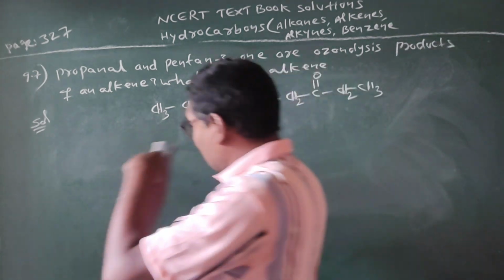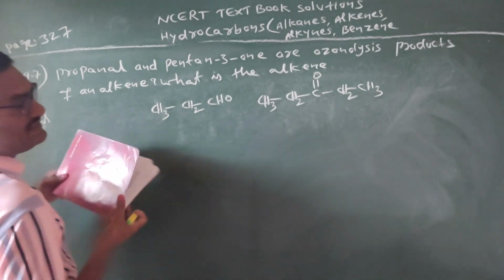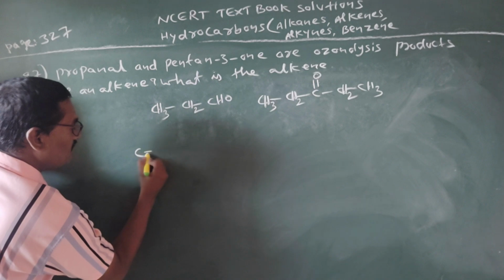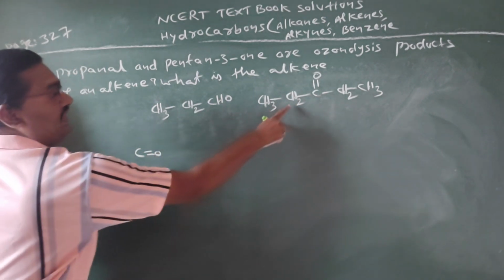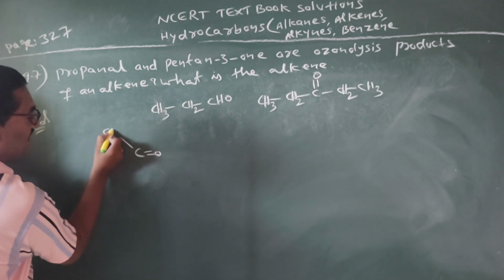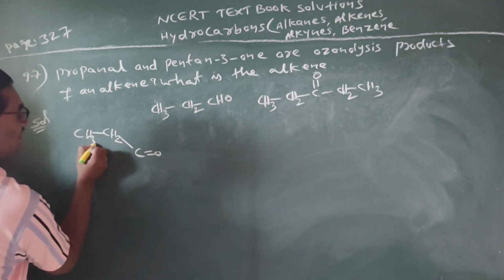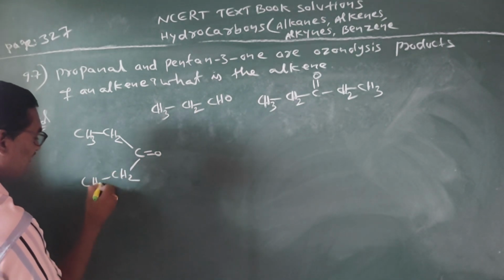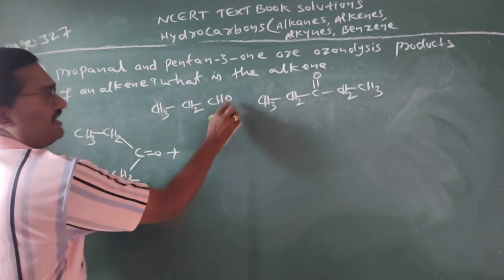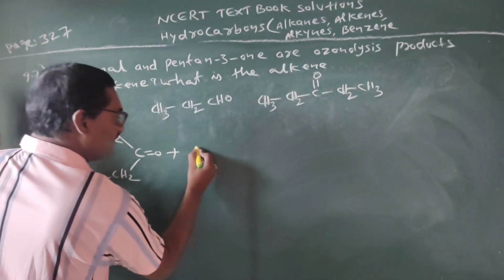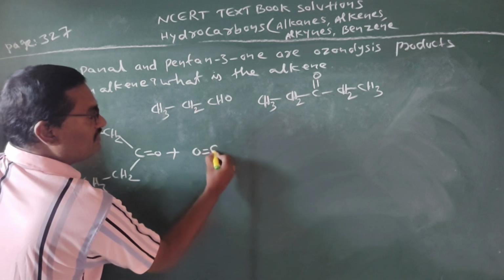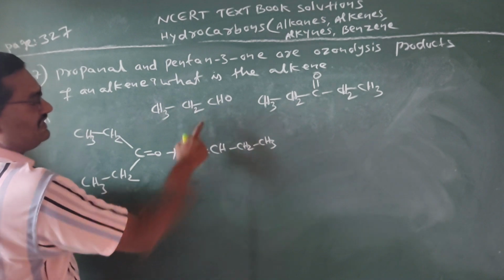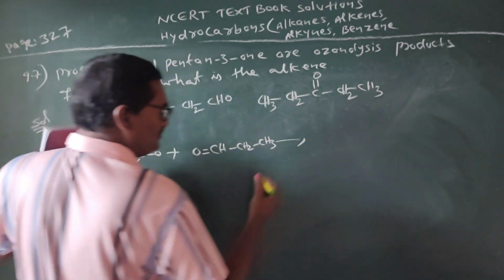So it is written as CH3CH2, C double bond O, CH2CH3, plus propanal. Oxygen is written on the left side. That means O double bond CH, CH2, CH3.